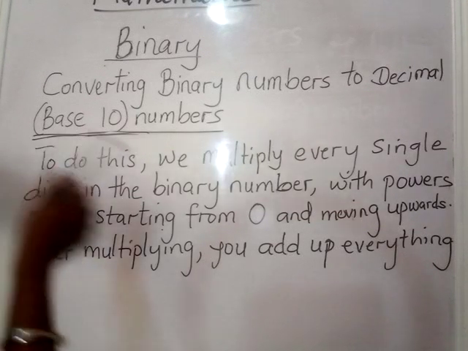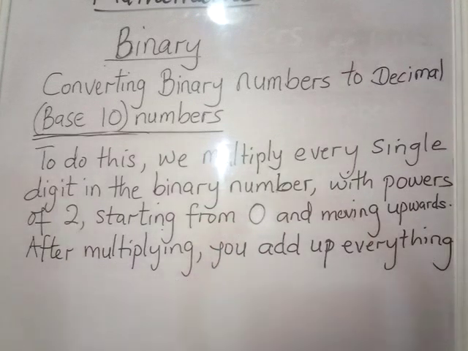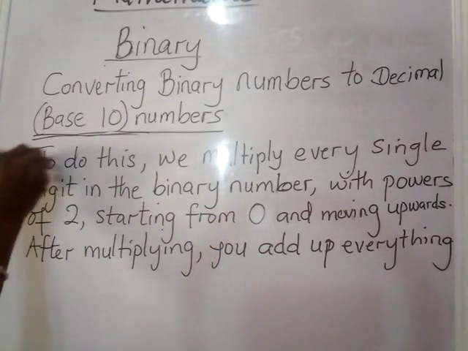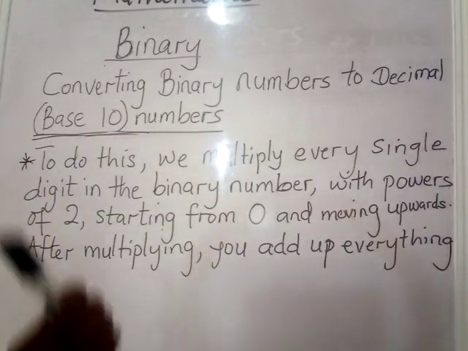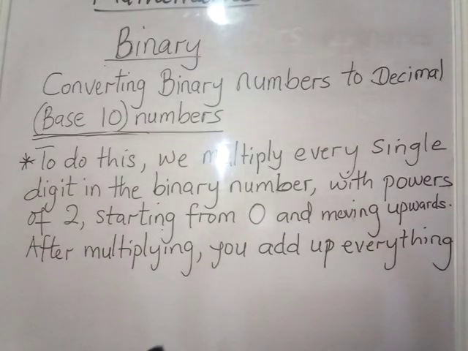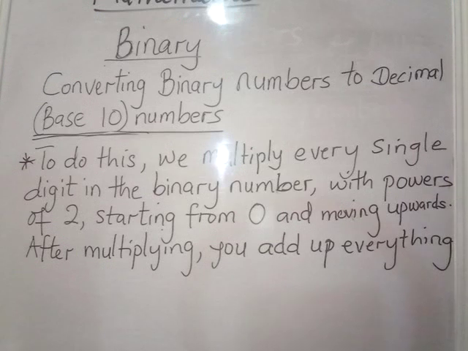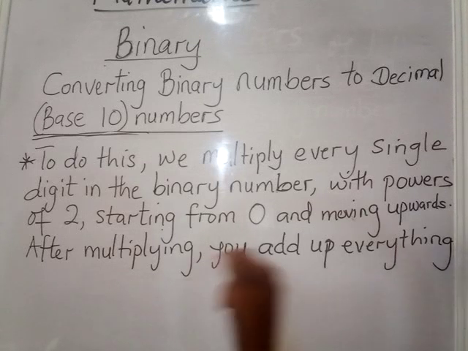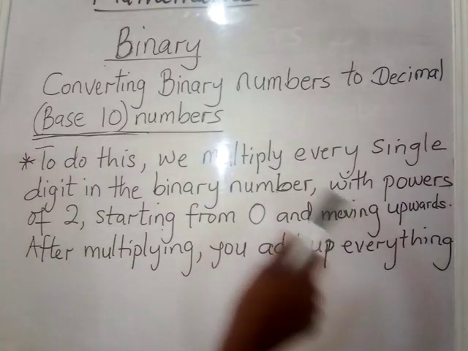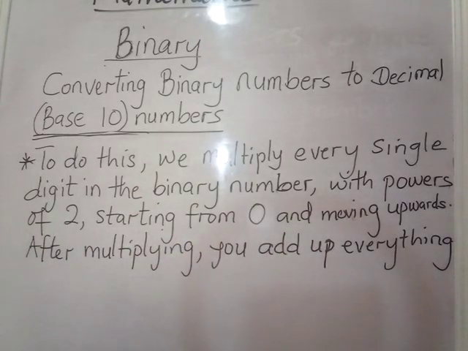So what you do basically is you pick out each digit in the binary number, every single digit. You multiply each digit in the binary number with the powers of 2, okay? And you start from 0. You start from 0 to multiply each of the digits.